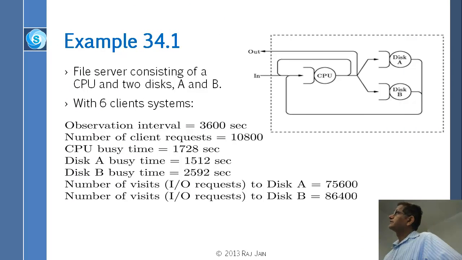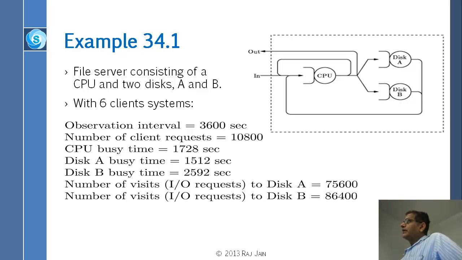Now based upon this, we can solve some of the open queuing networks. This is an example of an open queuing network. Here the jobs come in, they go to the CPU, with some probability they go back, with some probability they go to disk A, with some probability they go to disk B, and with some probability they go out. So let's say we observe it for 3600 seconds, and we find that 10,800 jobs came in. CPU busy time was so much, disk A busy time was so much, and disk B busy time was so much. So now we can calculate several things.